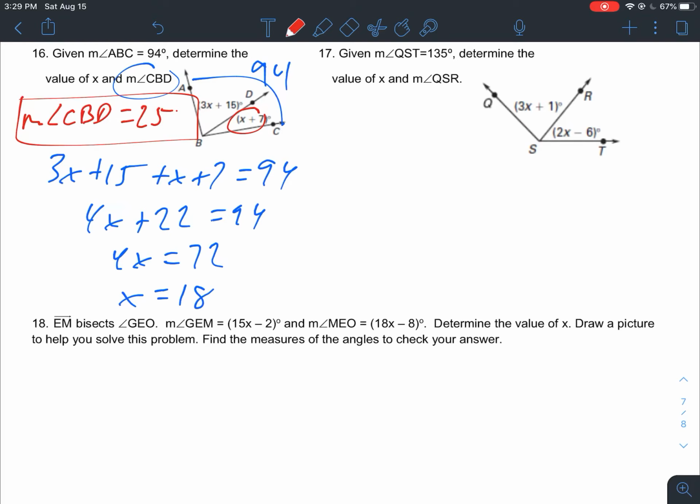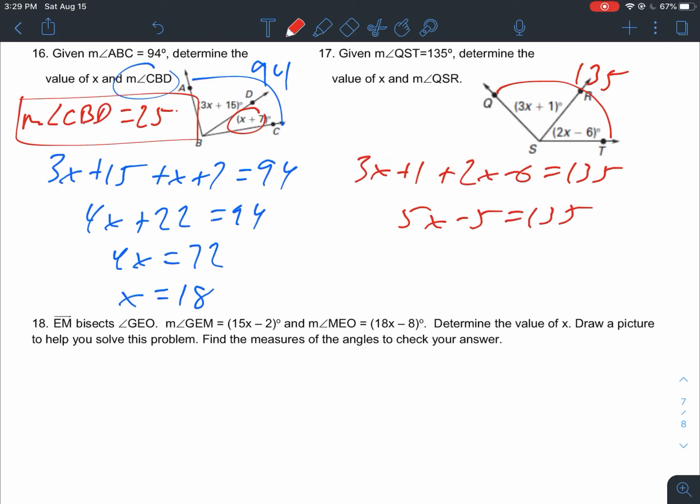Pause the video at this point, and I'd like you to try number 17. Come back when you're ready. So 17, same thing. Little angle plus little angle equals big angle. Combine like terms. Add 5. Divide by 5. X is 28.